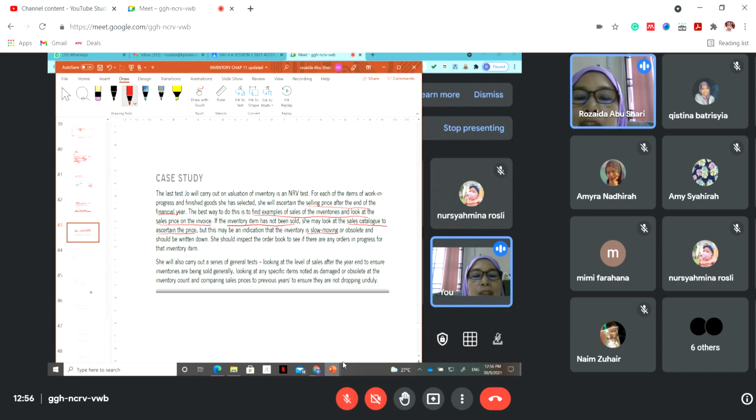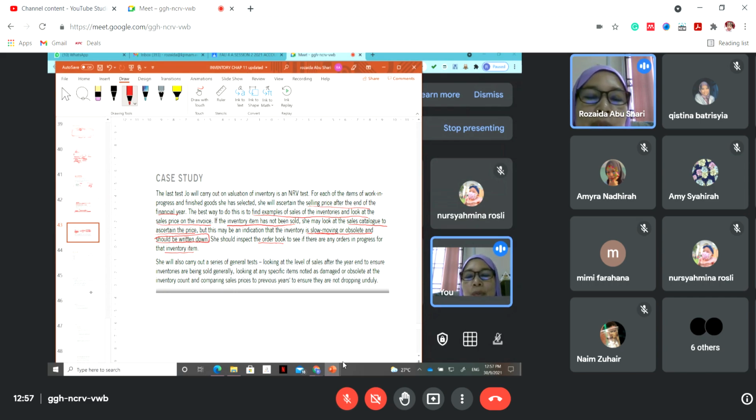If the item has not been sold, that is an indication of slow moving, obsolete, and it should be written down. She should inspect the order book to see if there is any order in progress for that inventory item. If the inventory has been indicated as a slow moving item, the company should not have any order in their order book.